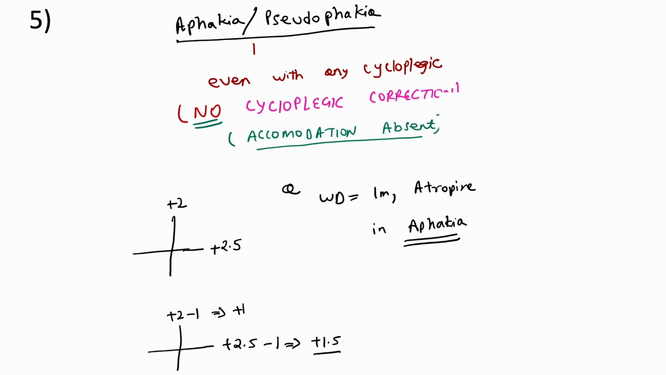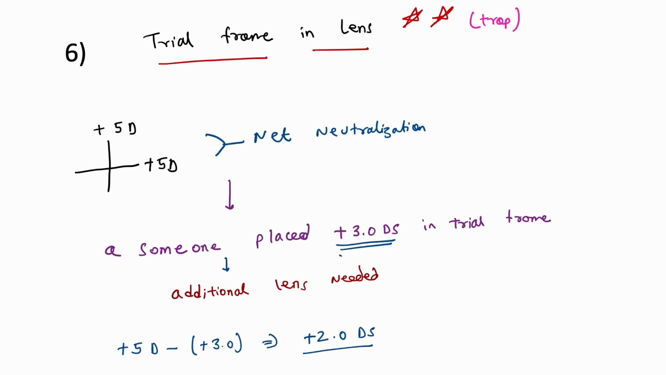Okay, here we are just subtracting the working distance, not the drug action, because the patient is aphakic. Now, the second trap they can put in the question is when the patient is using a trial frame. They will ask, when the lens is already placed in the trial frame, what additional lens is required to neutralize it? We will see with this example.